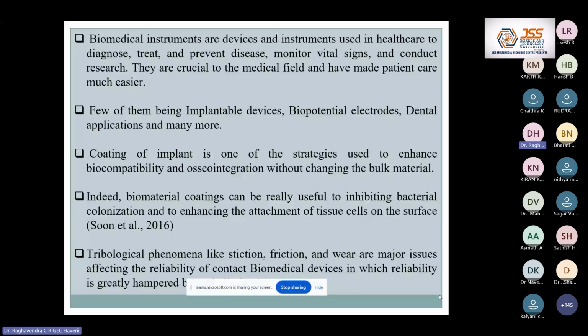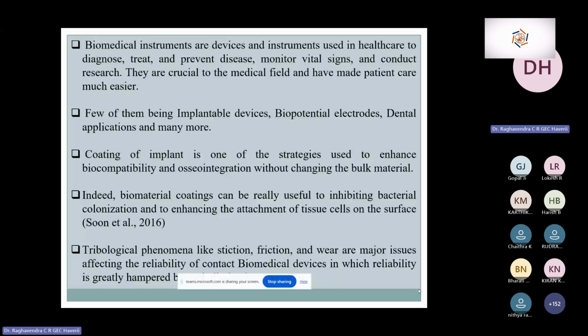Honestly, titanium is one of the most used materials in biomedical applications. We will also discuss the different types of coatings which have been applied on this substrate material, and how they make it more effective. Coating of an implant is one of the strategies used to enhance biocompatibility and osseointegration without changing the bulk material.